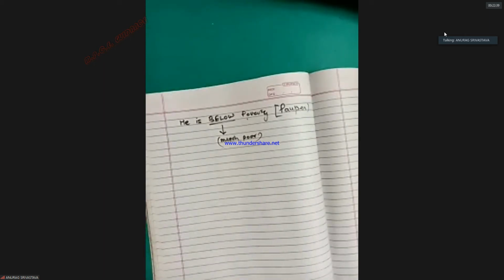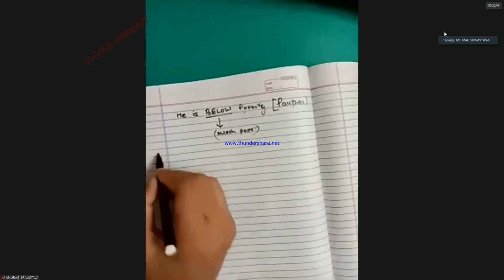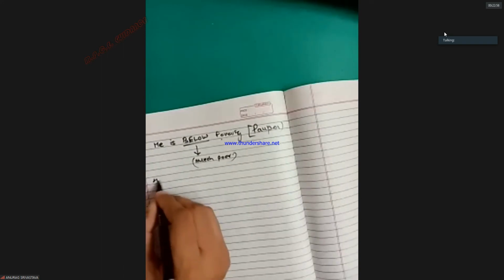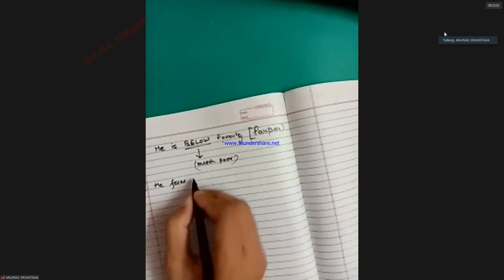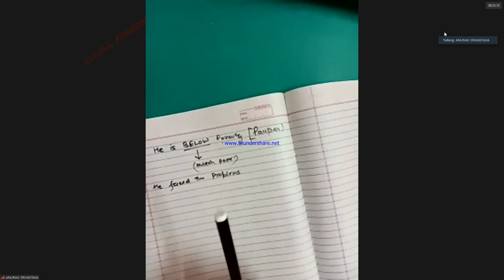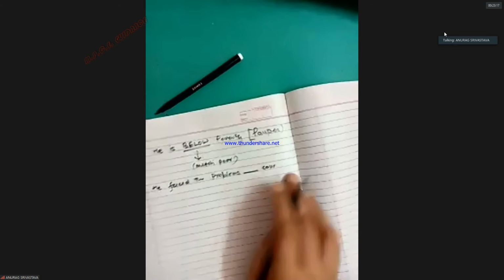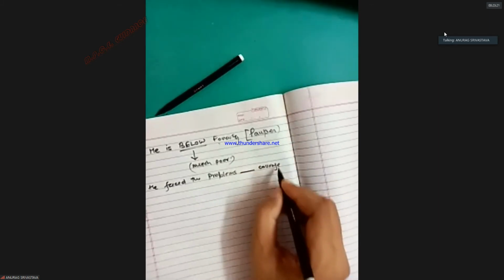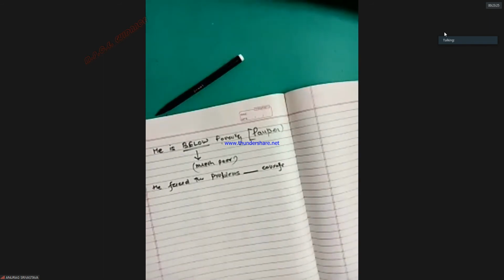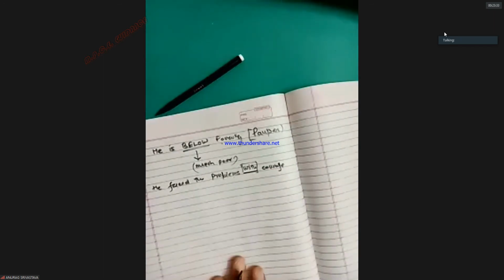Another example is, suppose we have given: He faced the problems courage. Fine. Which preposition will be placed? With. He faced the problem with courage. Okay, in this sentence you can place with.